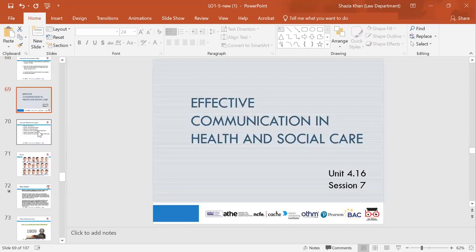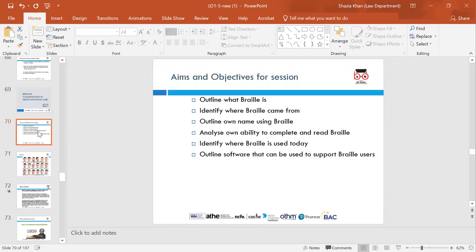So session 7, the aims of the session are to outline what Braille is. We looked a little bit at what Braille is earlier, but we're going to look at it in more detail. Identify where Braille came from. Outline your own name using Braille. Analyze your own ability to complete and read Braille. Identify where Braille is used today and outline software that can be used to support Braille.